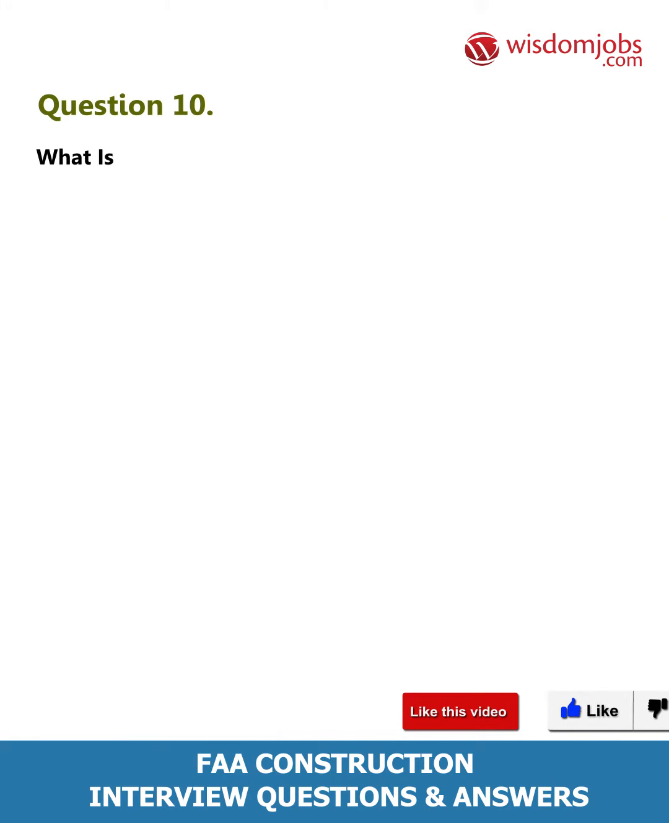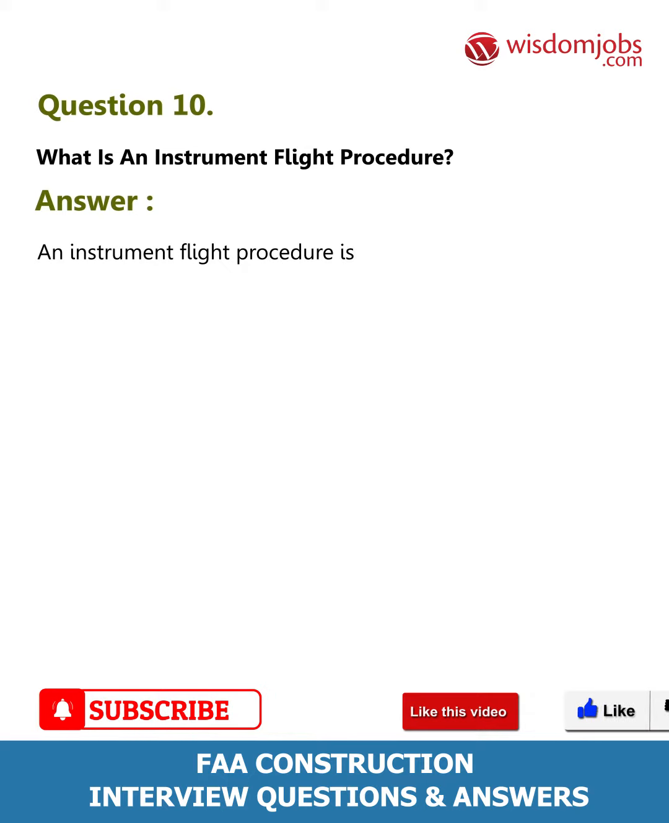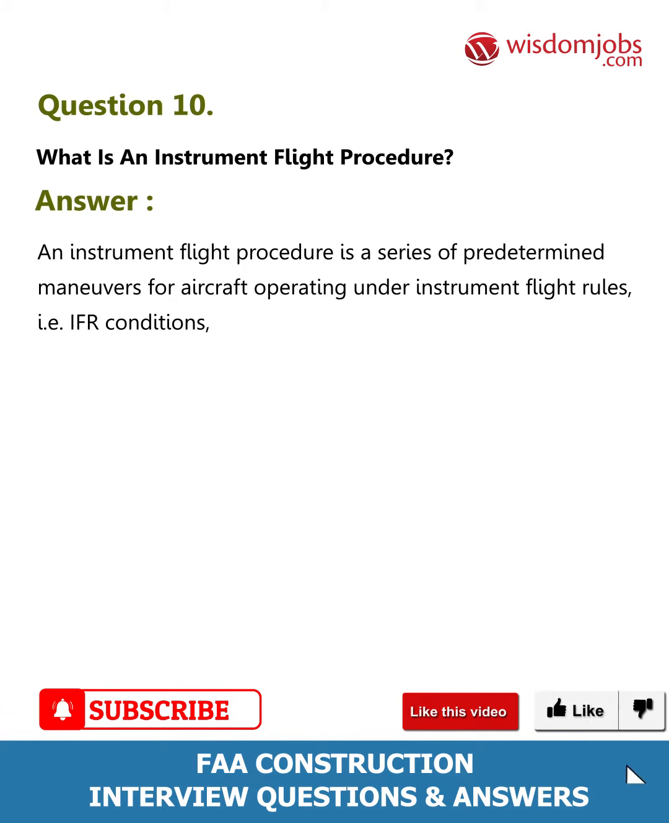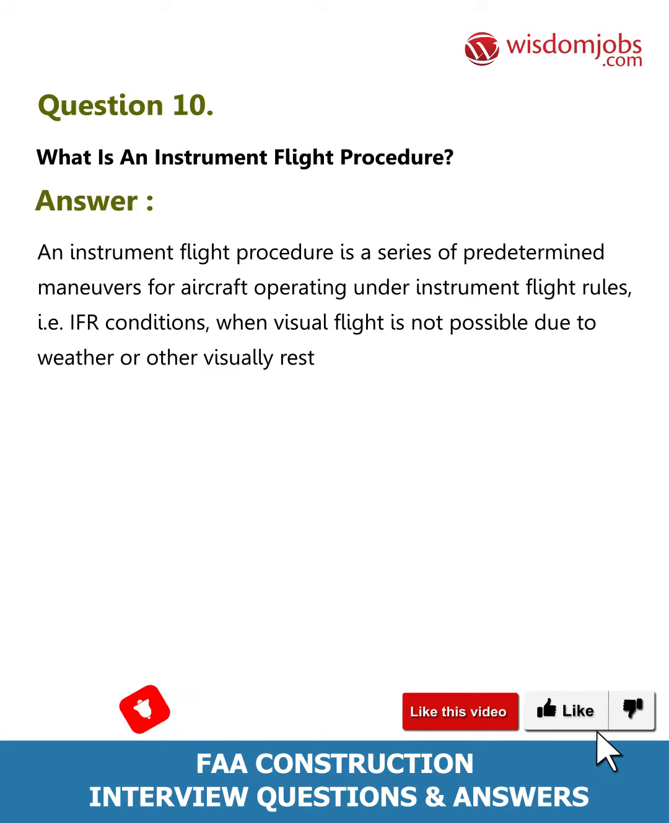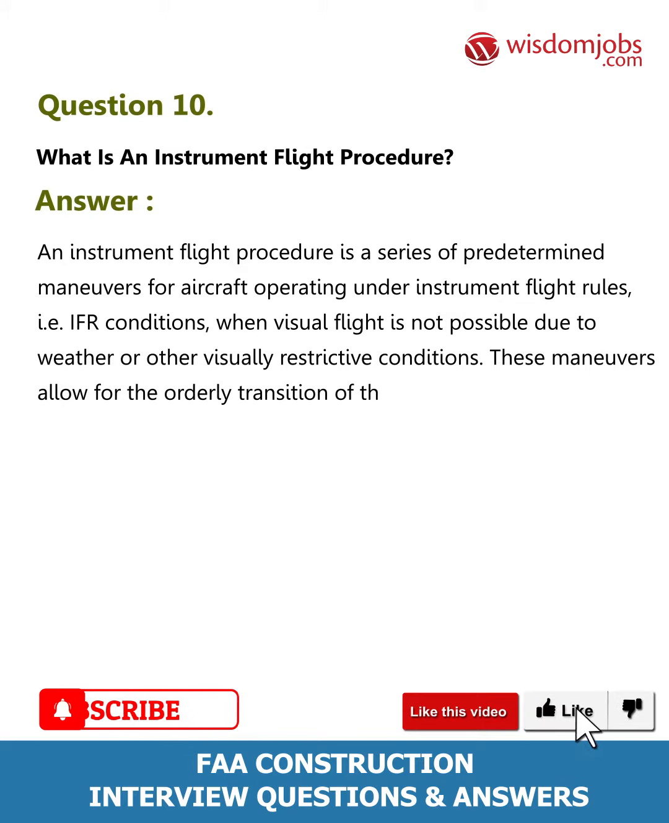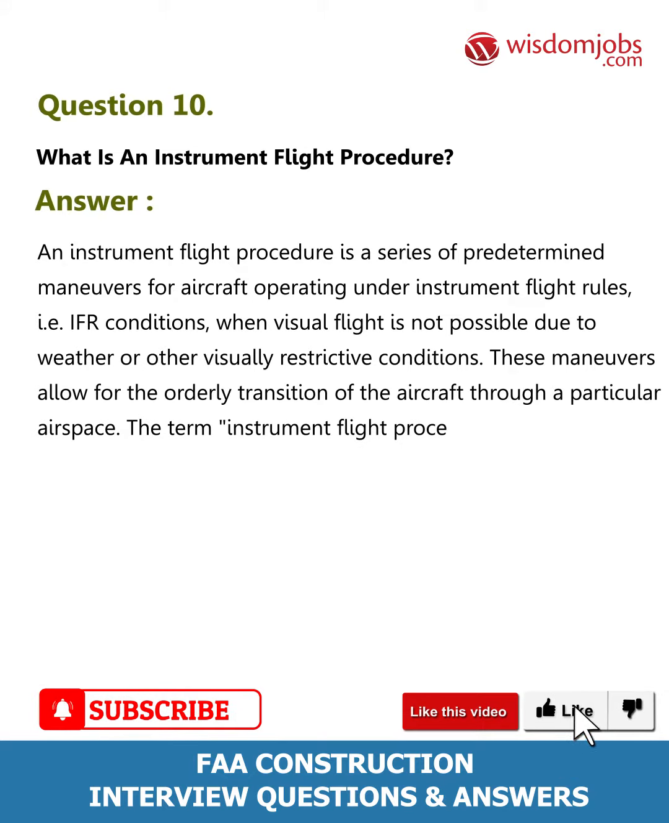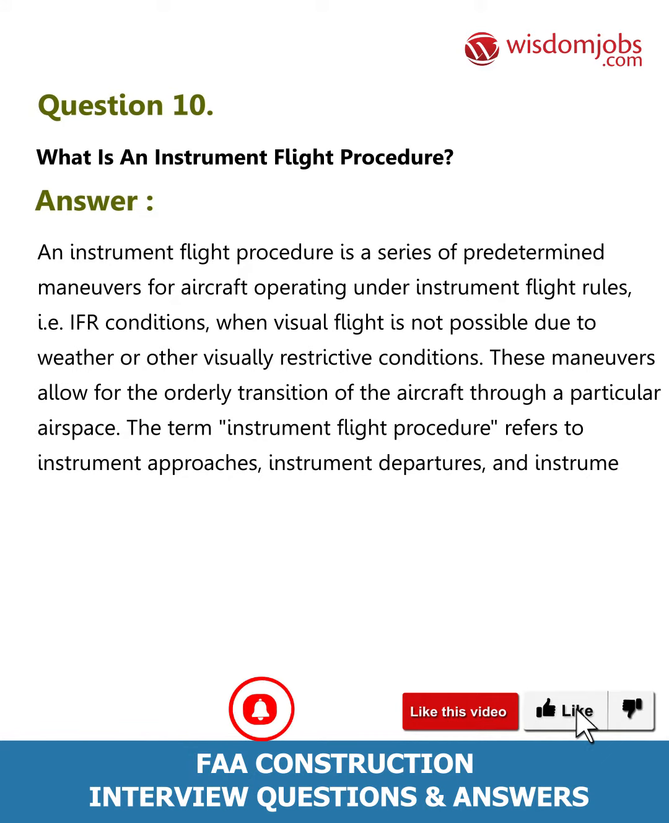Question 10. What is an instrument flight procedure? Answer. An instrument flight procedure is a series of predetermined maneuvers for aircraft operating under instrument flight rules, i.e. IFR conditions, when visual flight is not possible due to weather or other visually restrictive conditions. These maneuvers allow for the orderly transition of the aircraft through a particular airspace. The term instrument flight procedure refers to instrument approaches, instrument departures, and instrument en route operations.